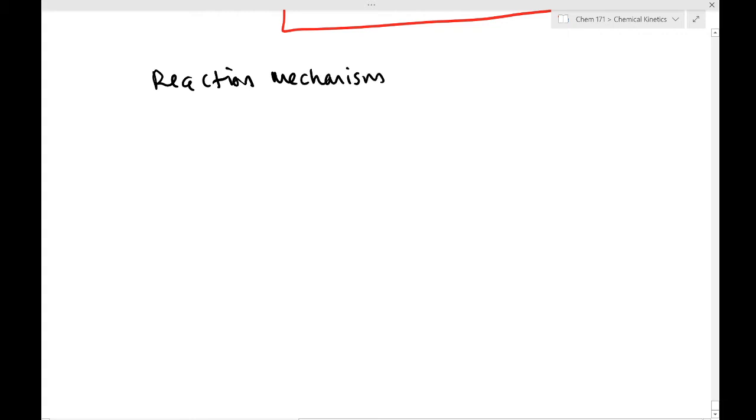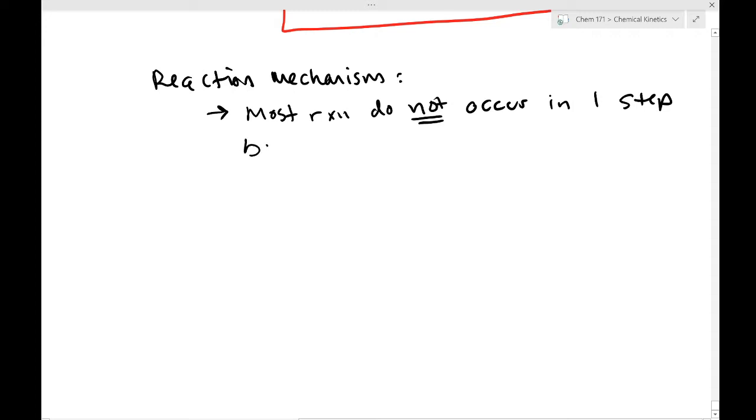And this comes about because most reactions do not occur in one step, but over the course of many steps. This means that reactions don't typically happen the way that we write them out.